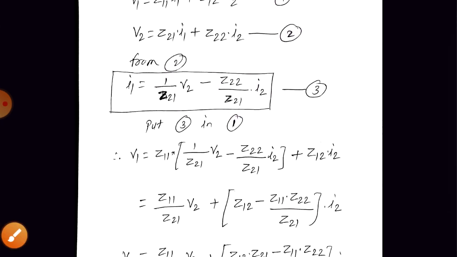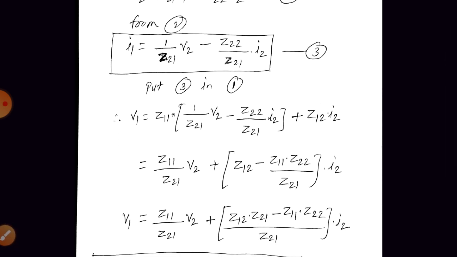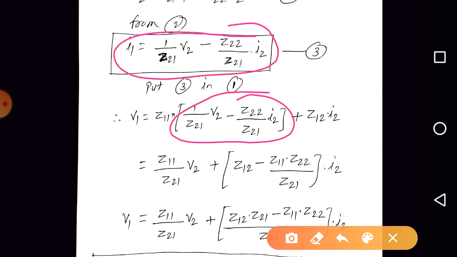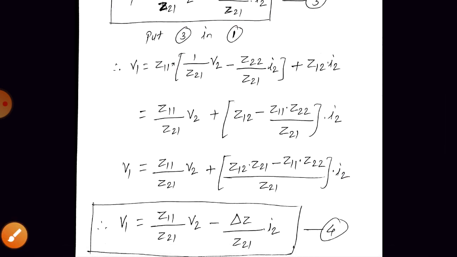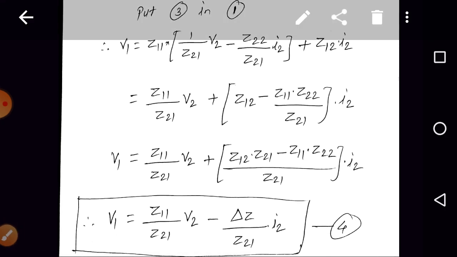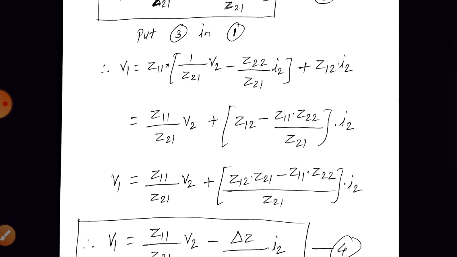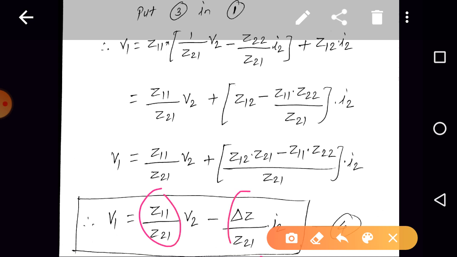After putting it we can write V1 is equal to Z11 into I1. Instead of I1 we need to put this term, plus Z12 into I2 as it is. Further rearranging the terms, we can write V1 is equal to Z11 upon Z21 into V2 minus delta Z by Z21 into I2. So it is like V1 is equal to A V2 minus B I2.